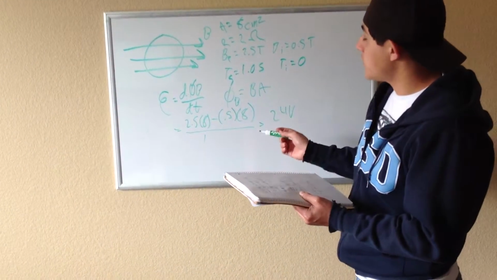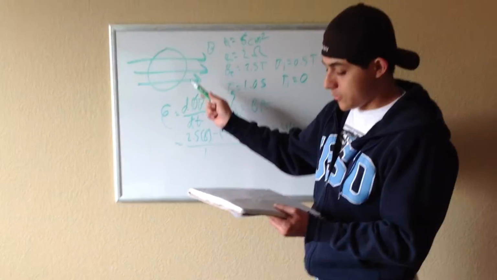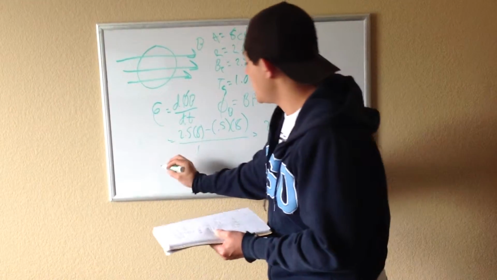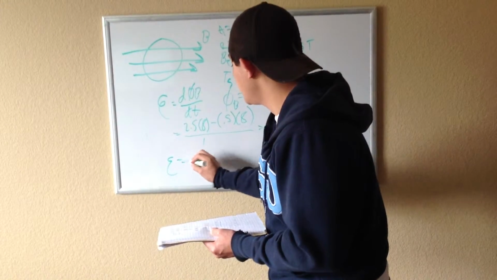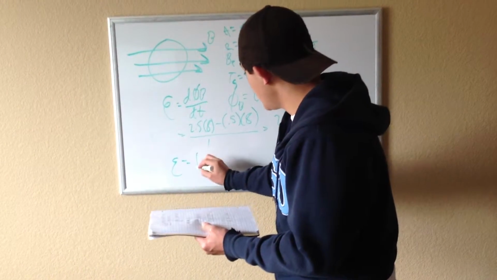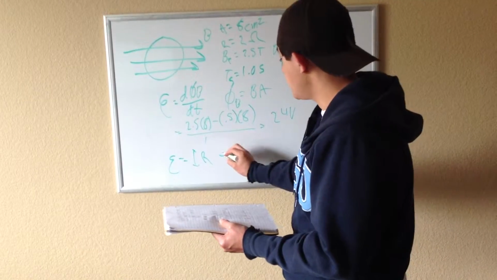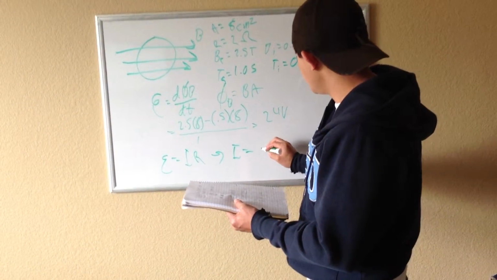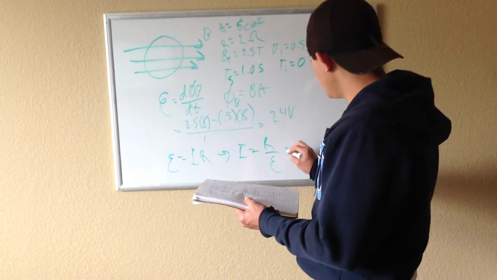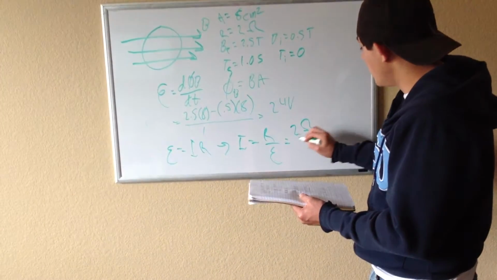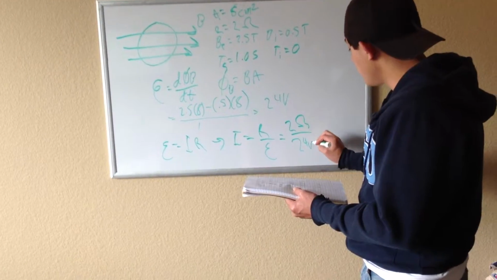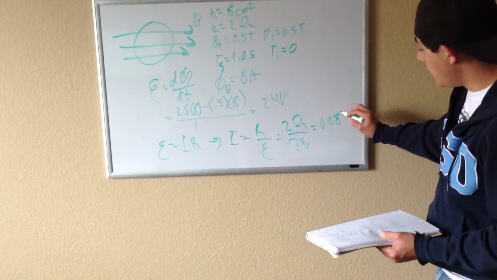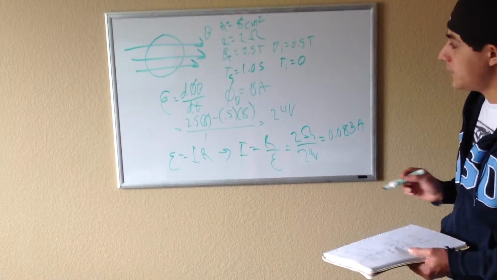Then it asks us to find the current in the loop given this resistance. We know that E is equal to IR, so we just modify that a little bit, and we know I is equal to E divided by R, which is equal to 24 volts divided by 2 ohms, which is equal to 0.083 amps, and that's the current in the loop.